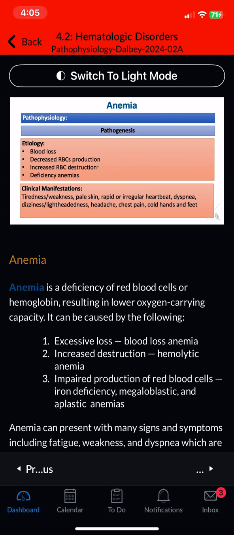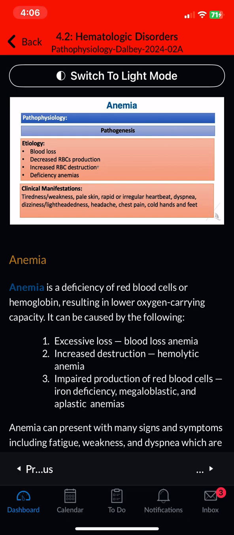Decreased production can be because of genetic disorders, cancers, chronic infections, autoimmune disorders, malnutrition, or malabsorption. And increased destruction can be triggered by premature hemolysis, like in sickle cell anemia, or infection, liver or kidney diseases, and even some drugs.